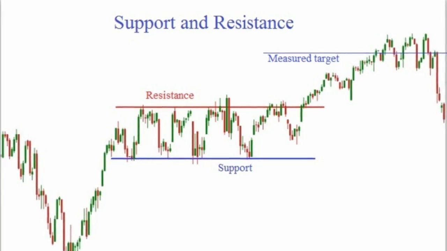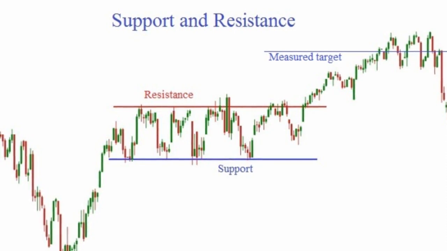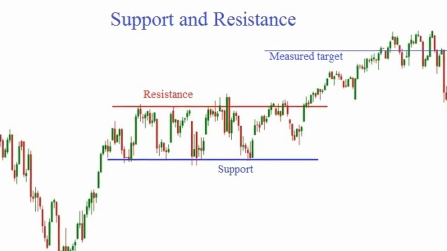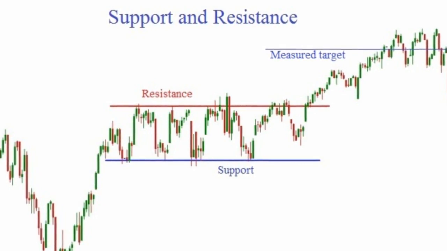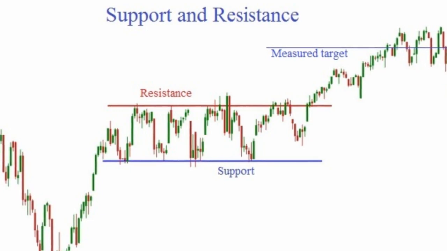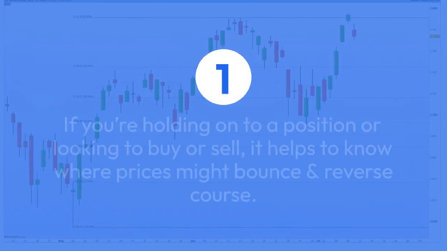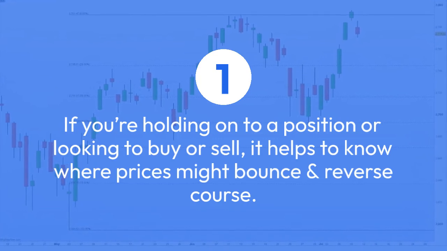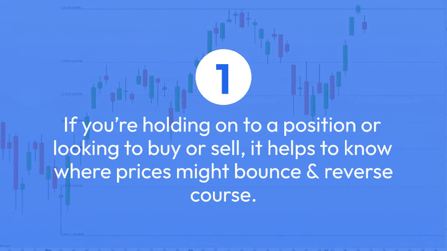Importance of support and resistance. For example, stock XYZ took a big hit, but expect it to bounce back up once it reaches critical support at $110 per share. Or stock ABC is leading the sector, but let's wait to see if it can get past resistance at $150. Second, if you're holding on to a position or looking to buy or sell, it helps to know where prices might bounce and reverse course.